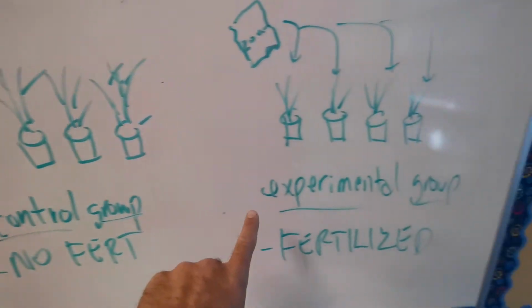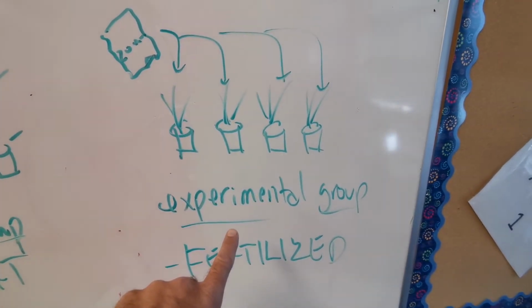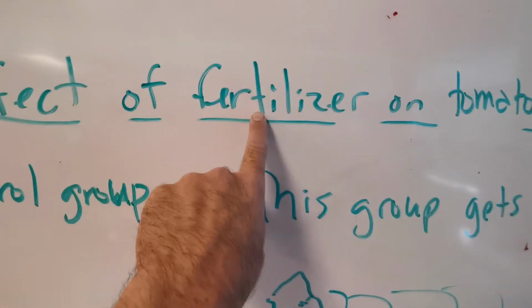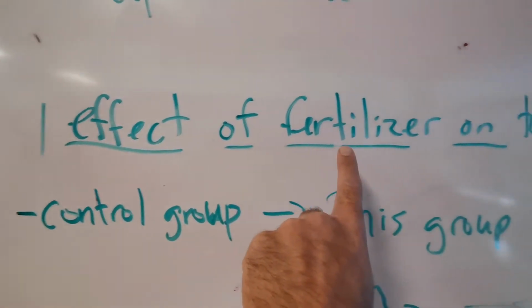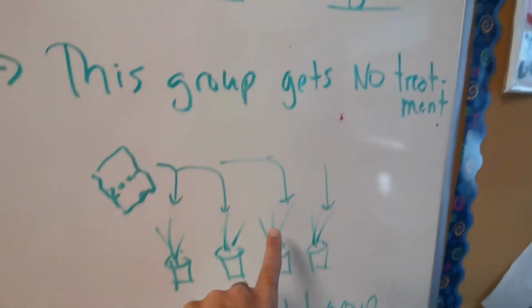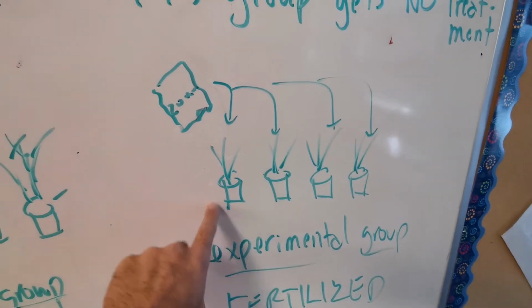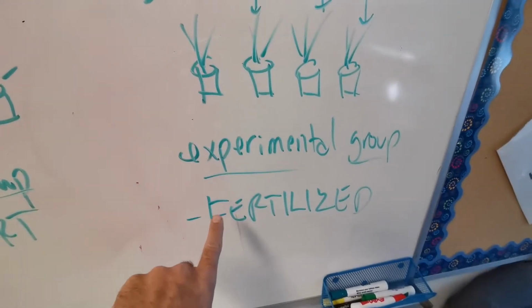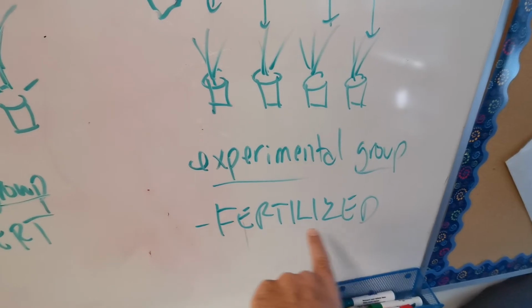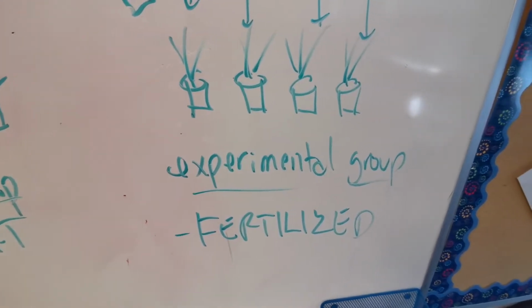Our experimental group is the one that's going to receive the treatment. In this case, it's going to be fertilizer, because we're testing the effect of fertilizer on tomato growth. So here are our tomatoes that get fertilized. That's our experimental group. They receive the treatment, which in this case is that they're going to be fertilized.